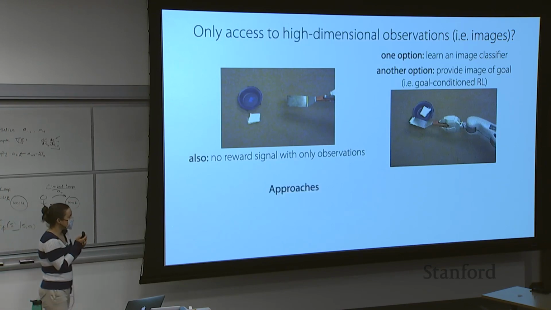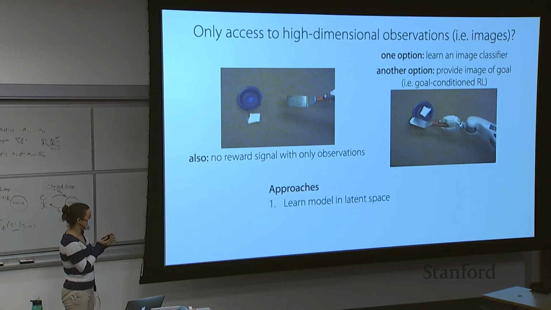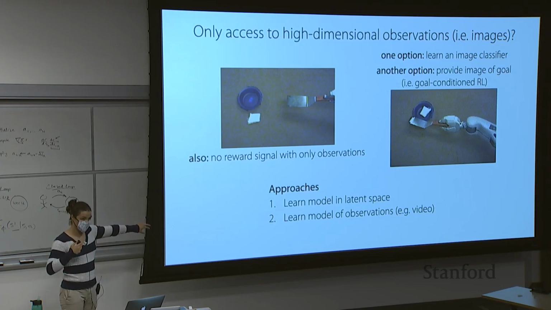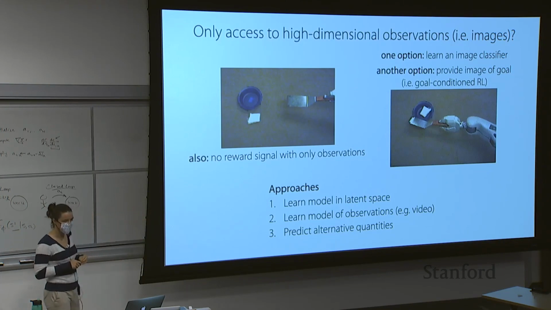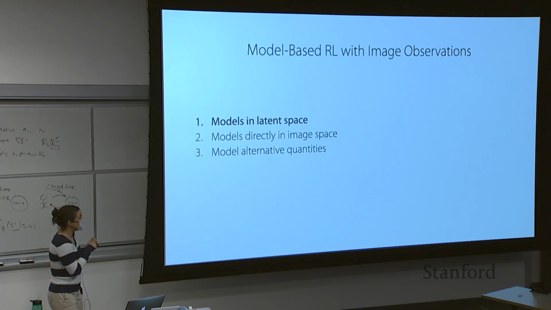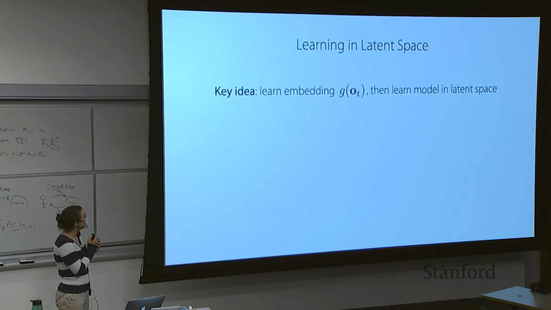Okay, so in terms of approaches for this problem setting, there are three classes of approaches. One is to learn a latent space and learn a model in that latent space. The second is to learn a model directly on observations. And the third is to try to predict alternative quantities rather than predicting future states. So first, let's talk about learning models in latent space. The key idea here is that instead of modeling in the original image space, we want to learn a lower dimensional representation of images and then learn a model in that lower dimensional space.